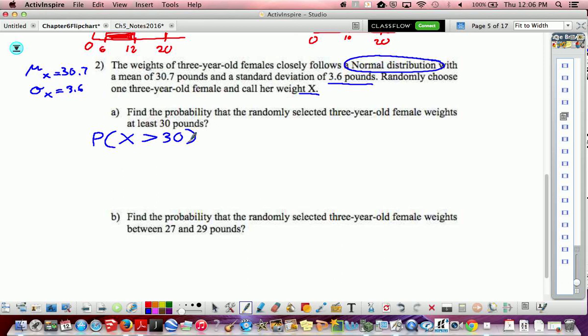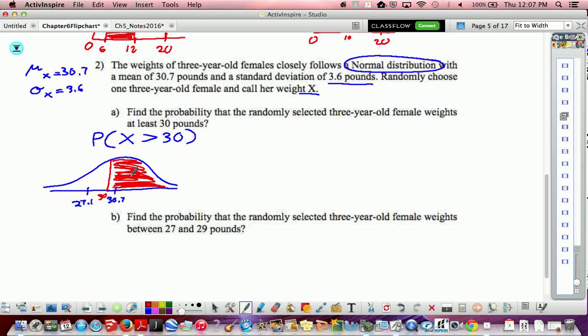So it helps to visualize what's going on here. I have a normal curve where the mean is at 30.7 pounds. If I were to go one standard deviation and subtract 3.6, I would be at 27.1. What I'm looking for is the probability that I choose a random 3-year-old that weighs 30 pounds or more. So I'm trying to calculate that specific area.